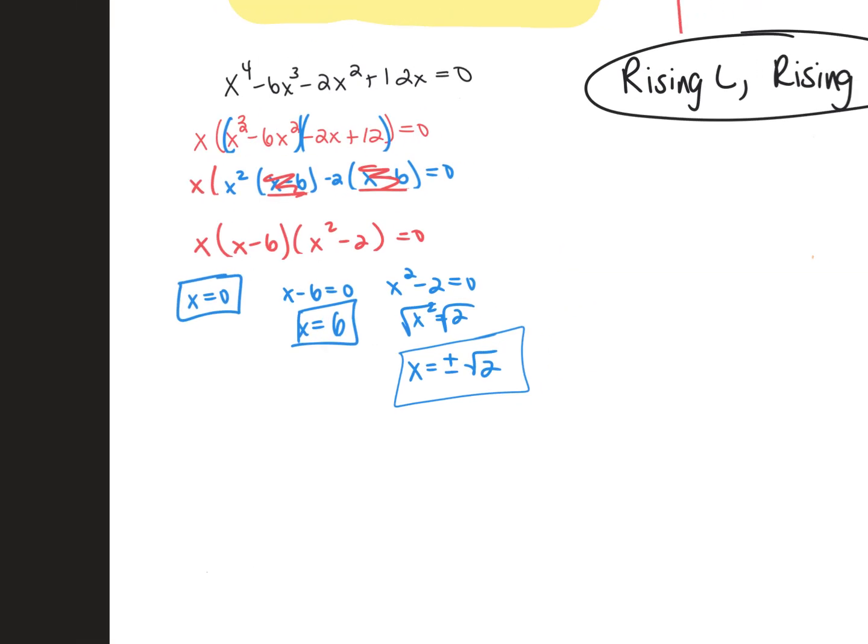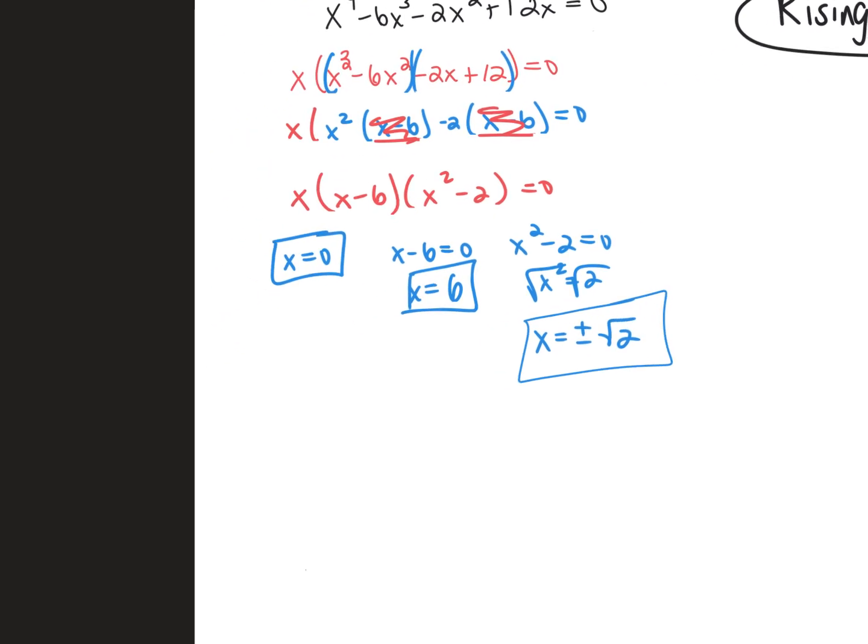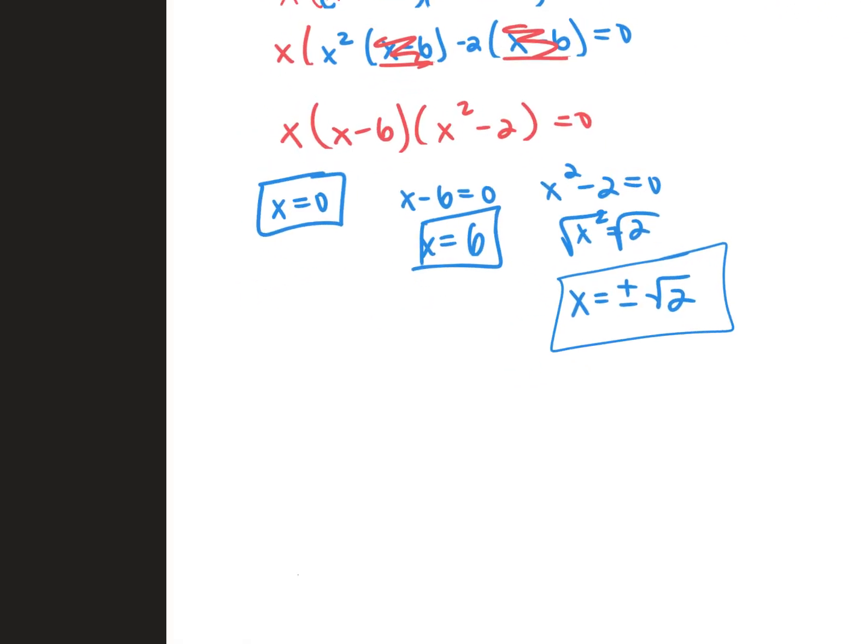So now these questions over here about multiplicity and all that stuff, you don't have to write it on the line. Do you have multiplicity? No. How many times do you have x equals 0? 1 time. How many times do you have x equals 6? 1 time. How many times do you have positive root 2 and negative root 2? 1 time. You can tell me the multiplicity by how many times you see an answer. If it's 1 time, there's no multiplicity. If it's 2 times, then yes, you have multiplicity.